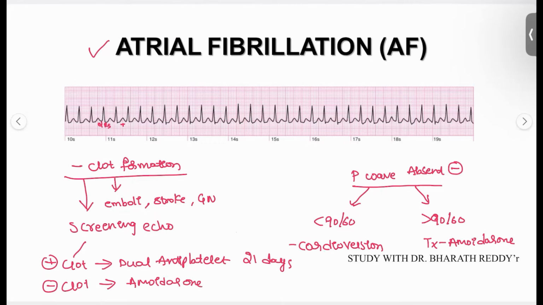And remember that atrial fibrillation is the most common sustained arrhythmia. So over time, like 2 months, 3 months also, this patient will be presented. This is the most sustained arrhythmia in adults. So this is your atrial fibrillation.